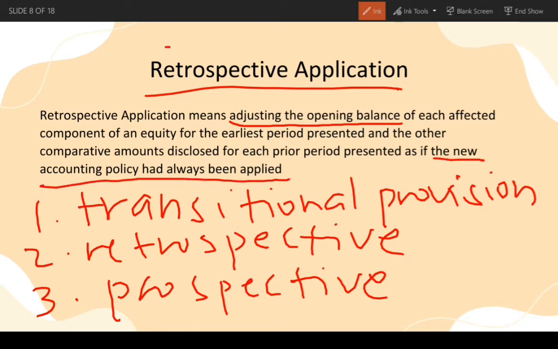So, from the term retro, ibig sabihin nakaraan. So, hindi lang yung prior period yung i-adjust, pati na rin yung subsequent period. So, yung mga nominal account ay kino-close na. So, ang destination nun ay sa retained earnings. So, dahil nga hindi na pwedeng baguhin or hindi na pwedeng i-adjust yung mga nominal account na naka-close na, ang adjustment ay sa beginning balance ng retained earnings.